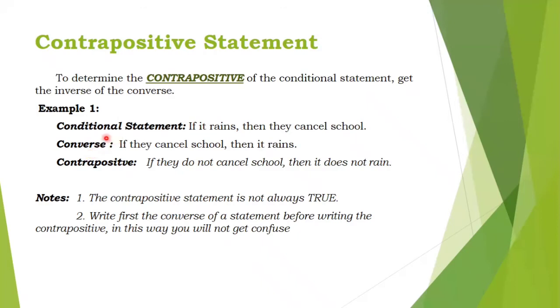Okay, let's take this example. The conditional statement is, if it rains, then they cancel school. So, that's the conditional statement. So, again, let's recall, earlier we discussed how to determine the converse. The converse is, we will just interchange the hypothesis and the conclusion. So, the converse will be, if they cancel school, then it rains. So, that's the converse, no?